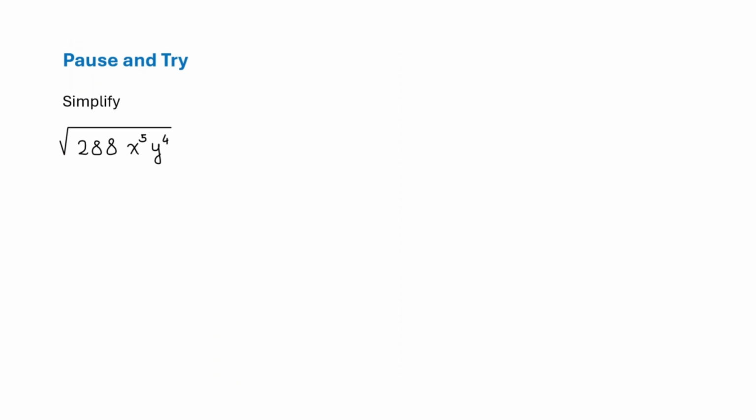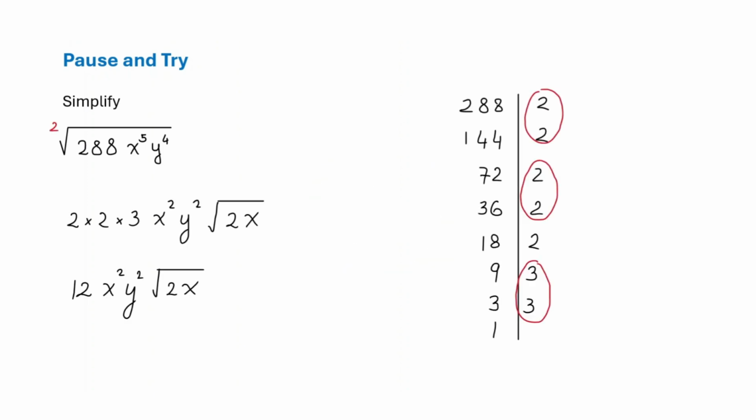Now it's your turn. Simplify the square root of 288 x to the power of 5 y to the power of 4. Pause the video and have a go before checking the solution. Press play when you're ready. The expression simplifies to 12 x squared y squared square root of 2x.